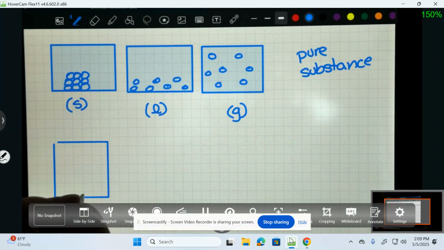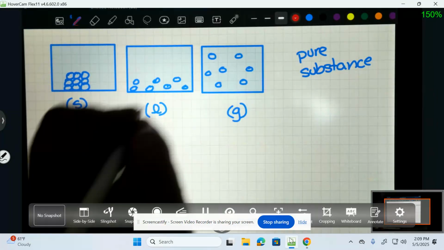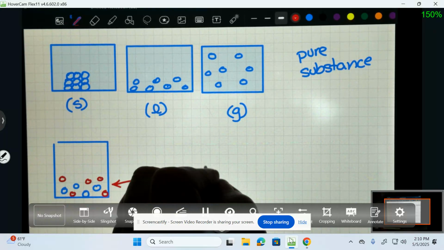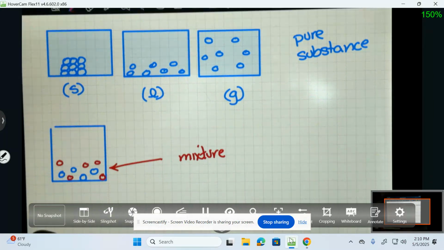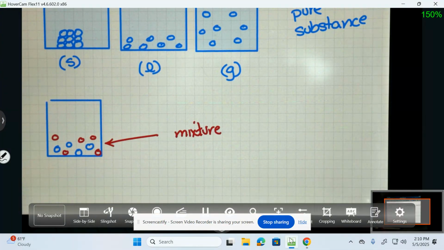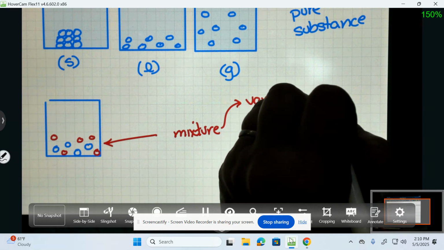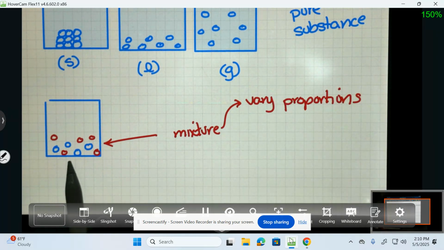If, however, I have something that looks like this, that's a mixture. Because if I reach into that box, I'm going to get a blue circle or a red circle. I just don't know which one I'm getting. Okay? Mixtures have varying proportions. I can have a lot of red circles and a few blue circles, or a lot of blue circles and a few red circles. I vary in proportion. The proportions of components in a mixture can be varied. Each component in a mixture retains its original properties.